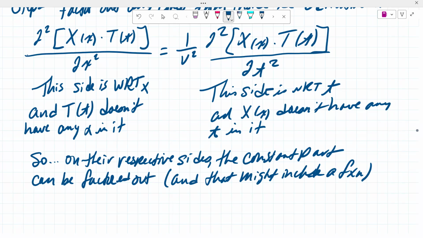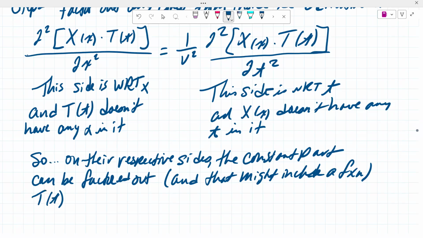All right, so when we do that, we can go ahead and factor these things out. So let's take a look at the left-hand side. What are the constants on this side? Well, we just said T of t has nothing to do with x. So with regard to the derivative with respect to x, T of t is a constant. So I'm going to go ahead and pull T of t out.